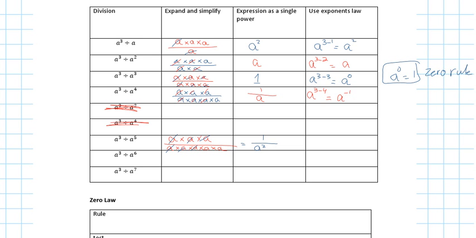Let's do the simplification with the exponent law. 3 minus 5. What's 3 minus 5? Negative 2.